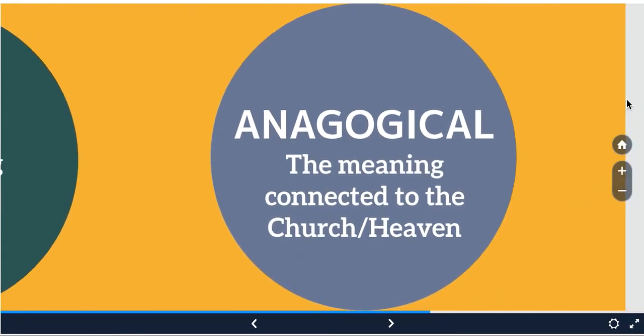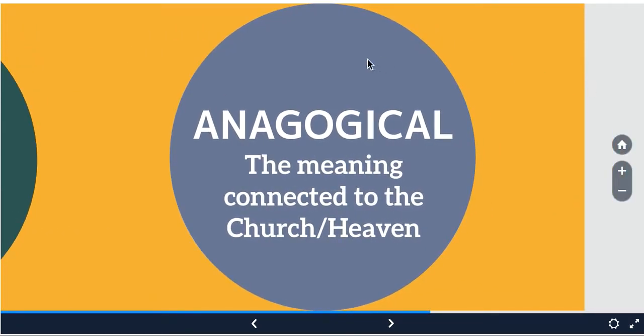And then the third one is anagogical. So it's not analogical, it's anagogical. This means that it's directed towards the future, towards eternity. What is this passage telling us about the church in heaven, in our eternal homeland? So what is this telling us about how things are going to be in heaven? So yeah, allegorical, moral, anagogical. Every passage of Scripture has a literal sense, and every passage has all three flavors of spiritual sense.